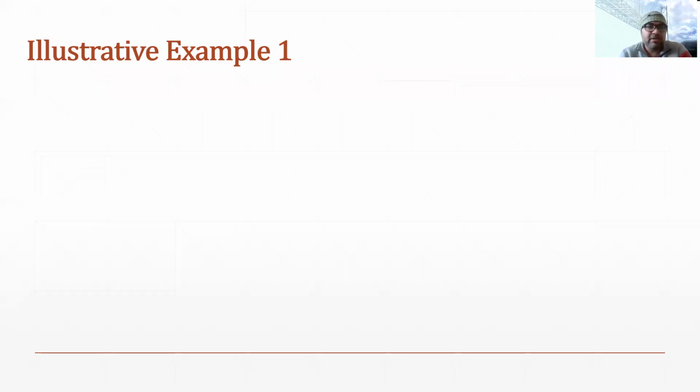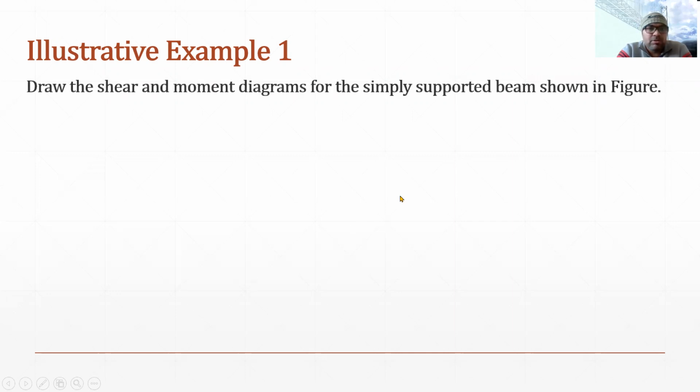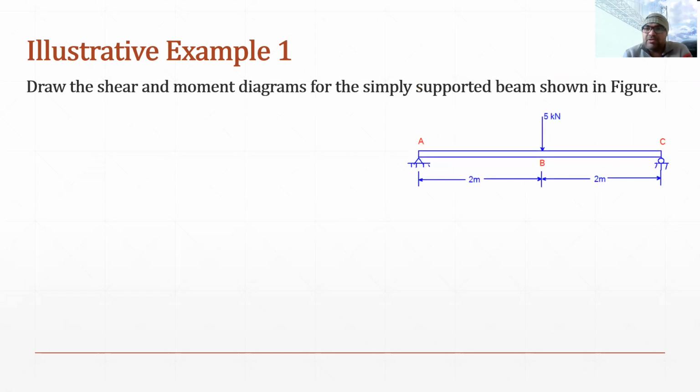Hello, welcome back. So in this part now we are going to solve an example and we will draw the shear force and bending moment diagram. So this is the problem. In this it is said, draw the shear and moment diagram for a simply supported beam as shown in the figure. So this is the figure of the beam.